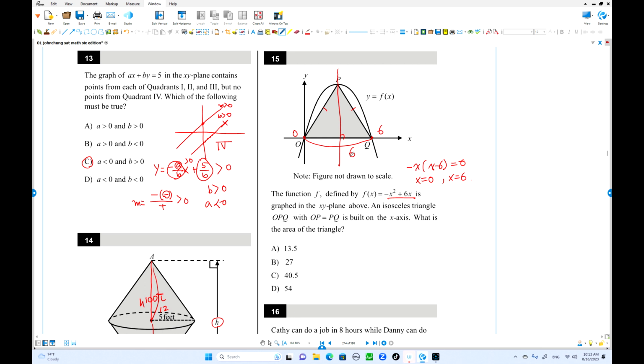How can you find the height? This is the height. This side passes through this vertex, right? So the middle point is how much? x equals 3. Put this number 3 in the equation, and you get the height. So f of 3 equals how much? Negative 9 plus 18, that equals 9. This is the 9, okay? So the area of this triangle is 6 times 9 divided by 2. 27 is the answer, okay?